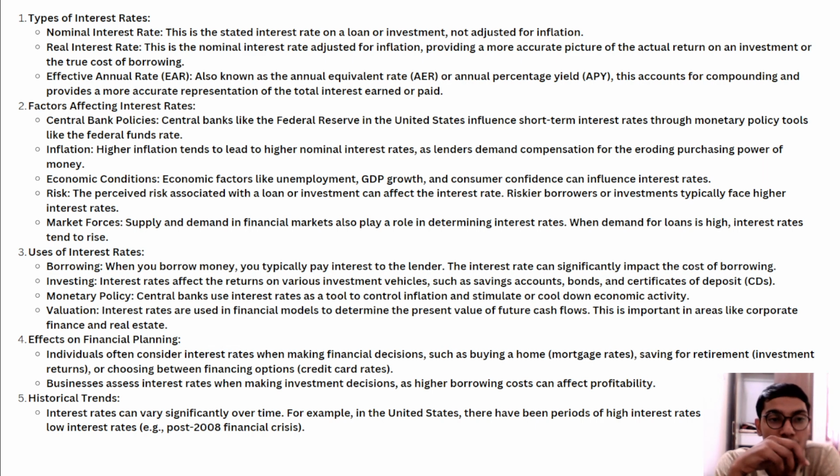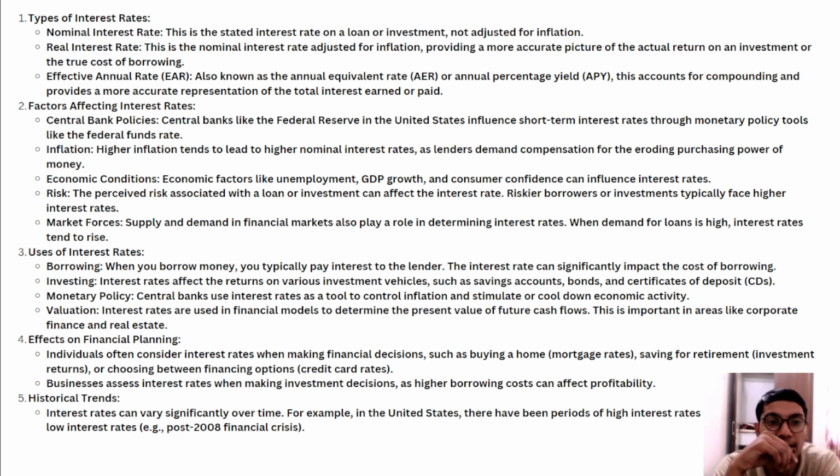Okay, now we are going to read about the types of interest rate. Nominal interest rate: this is the stated interest rate on a loan or investment, not adjusted for inflation. Real interest rate: this is the nominal interest rate adjusted for inflation, providing a more accurate picture of the actual return on an investment or the true cost of borrowing. Effective annual rate, also known as the annual equivalent rate or annual percentage yield, accounts for the amount of compounding and provides a more accurate representation of total interest earned or paid.